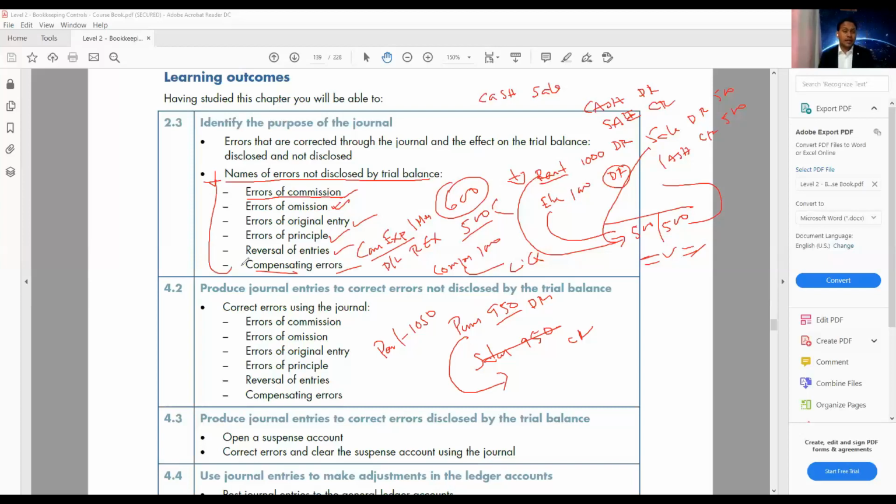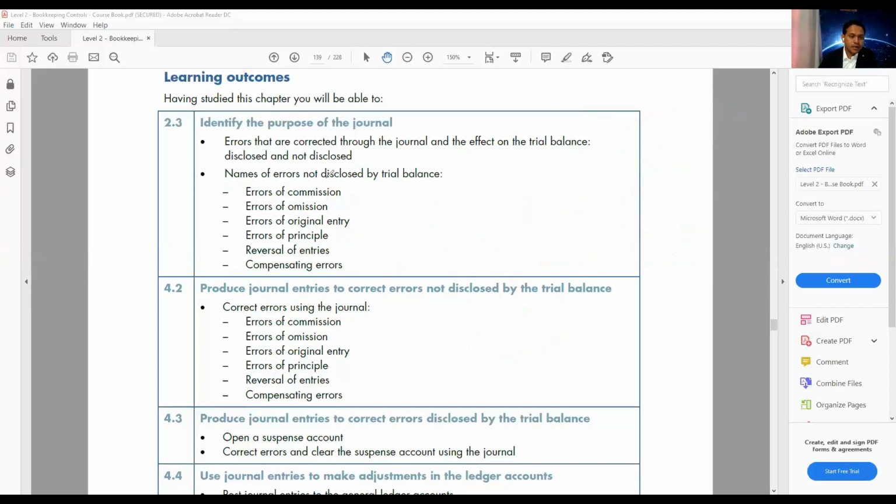So you see there are a lot of types of error. Because of all these errors, our trial balance will still match. Our trial balance will still be balanced. There is no problem for that.